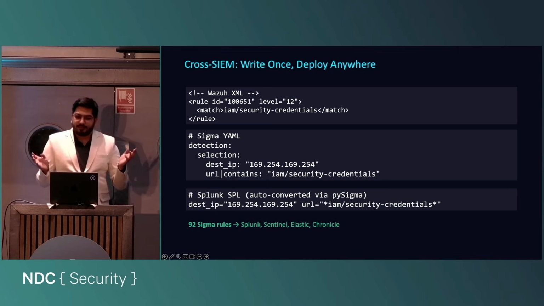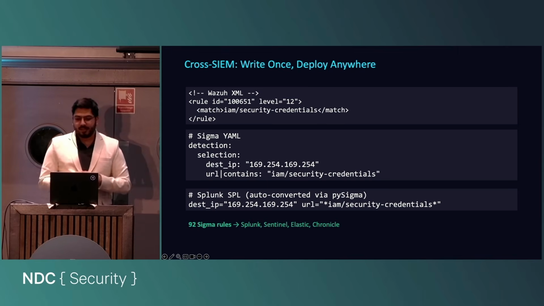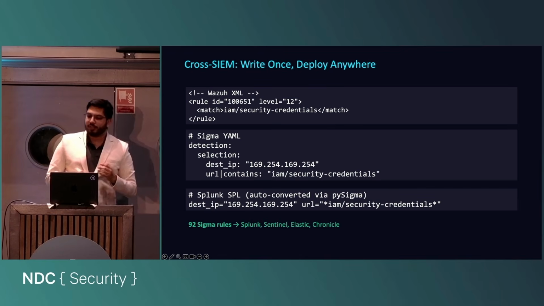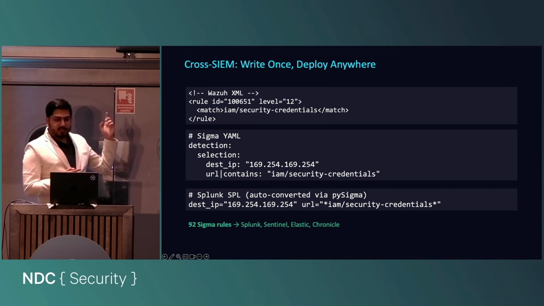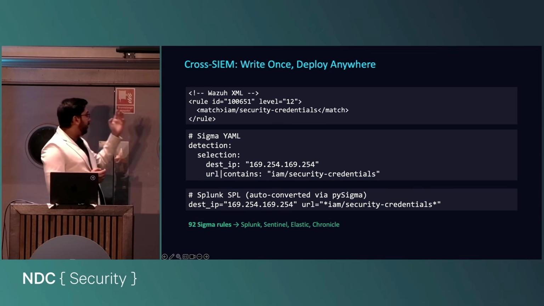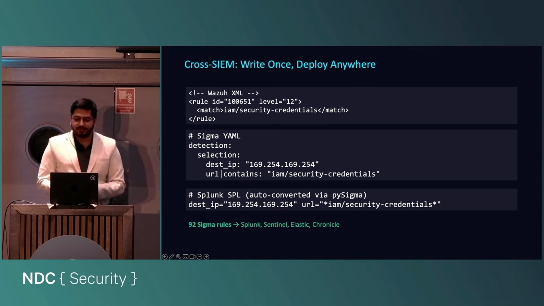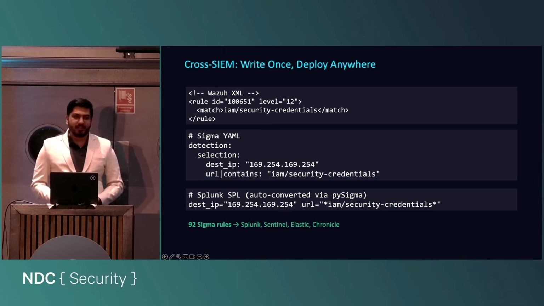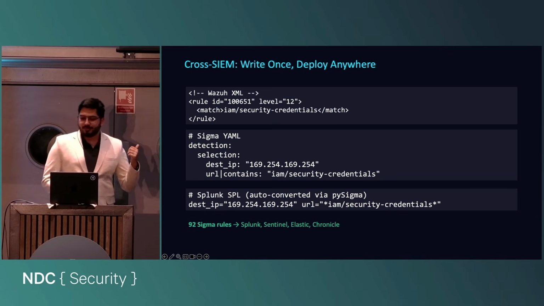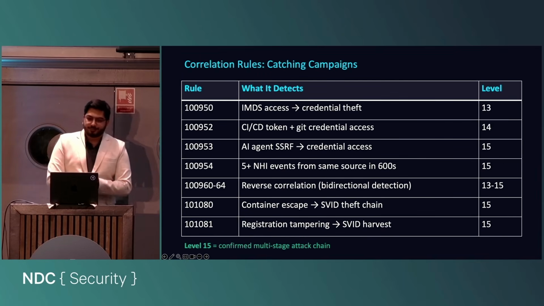Yep. And for the same detection logic, three formats. We have the Wazuh XML for the native rules. We have the Sigma YAML ones for portability, and you can get these auto converted to Splunk SPL via PySigma. These 92 Sigma rules are ready to be deployed to Splunk, Sentinel, Chronicle, whatever. Your stack, your format. You can take this home and probably put it in your workload tomorrow itself.